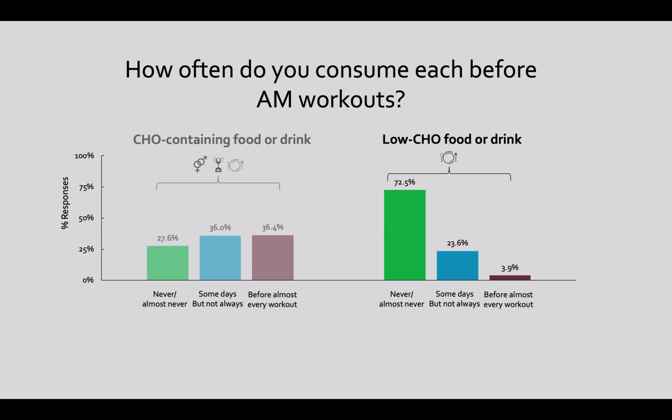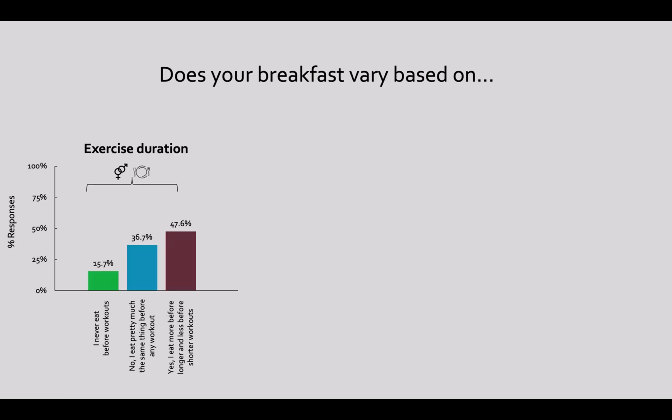Then we wanted to understand how people decide what they should be eating. So for example, does your breakfast vary based on the exercise duration? Less than half the people, about 47, 48% say yes, they eat more before longer workouts and less before shorter workouts. I was actually surprised that it was that low. About a third of the people say they pretty much eat the same thing all the time, and then 15 to 16% just say they never eat before workouts, so it doesn't matter.